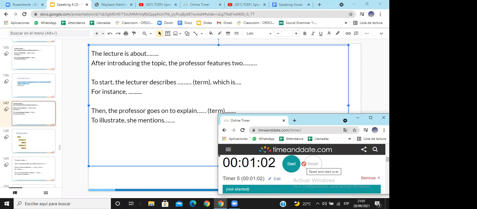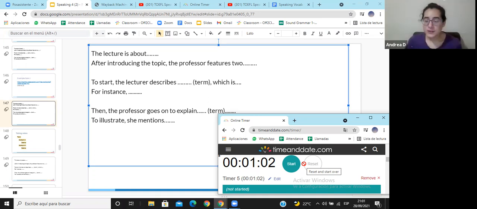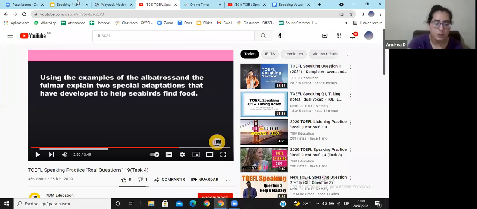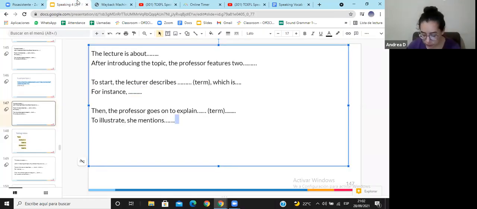Yes. Okay. So the reason I think you had so much time was because you forgot the examples, right? I love that you identify both topics. The first one is the length of the wings, the highly developed sense of smell, but then you didn't mention the albatross and the fulmar, right? So don't forget about the examples. They are important. You know how the question is. Using those examples, you got to explain the adaptations. So you gotta use them to explain them. Don't forget them.